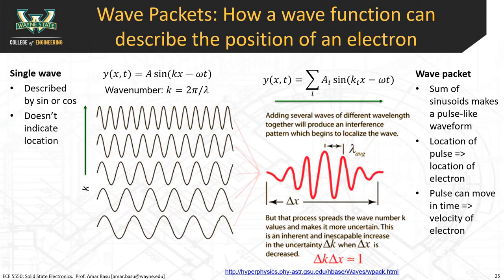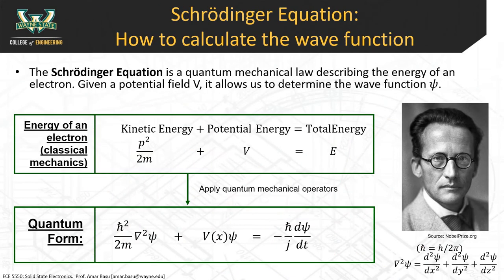7:10 already. Okay. So what we're going to do next time, this leads directly into the Schrodinger equation. We've talked a lot about wave functions now. In Wednesday's class we are going to look at the Schrodinger equation. The Schrodinger equation is a law that describes the energy of an electron. Basically how we use it is that if you're given a potential field V, you can use that potential field to calculate the wave function.